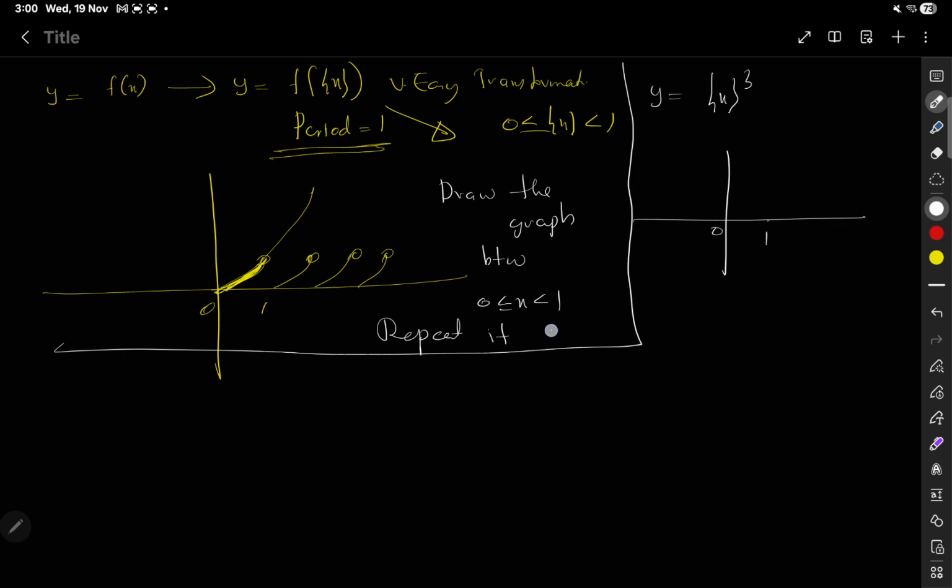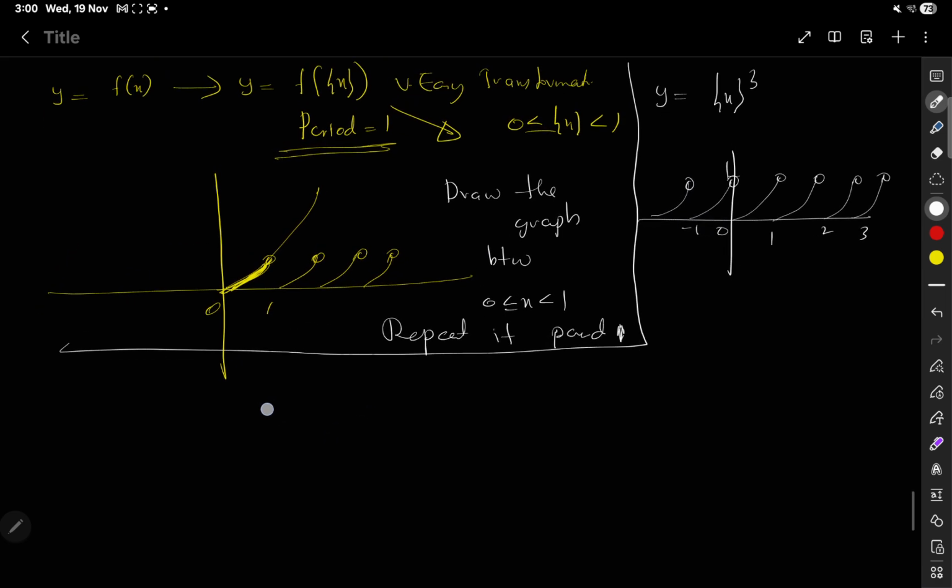Repeat it by a period 1. So fractional part x cube will be 0 to 1. What is fractional part x? x. So x cube graph is like this. Okay, this is 1. This graph you repeat. That's it. Over. This is 2. This is 3. Okay, minus 1 like this. This graph you repeat. That's it.